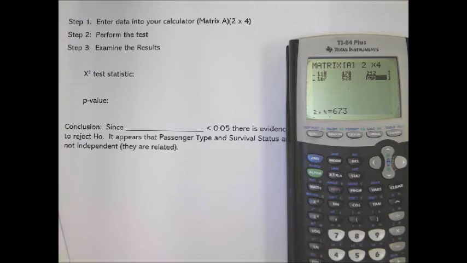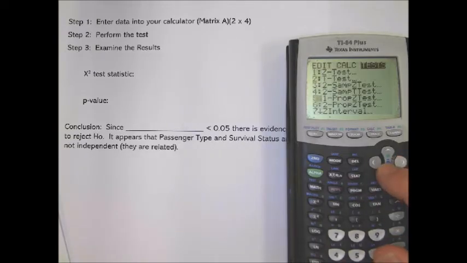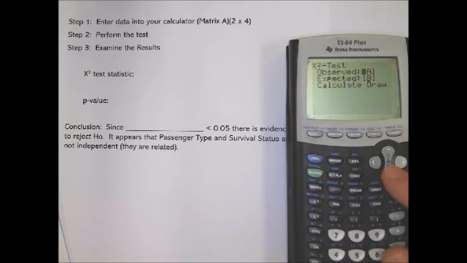It's time to do the test. Stat, test, chi-squared test. All of this is right. The observed matrix is in A. We want them to put the expected matrix in matrix B, and now just hit calculate.